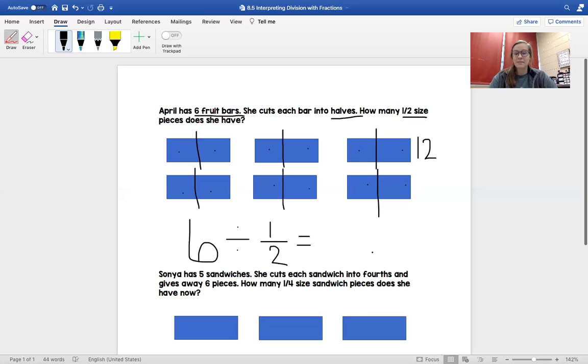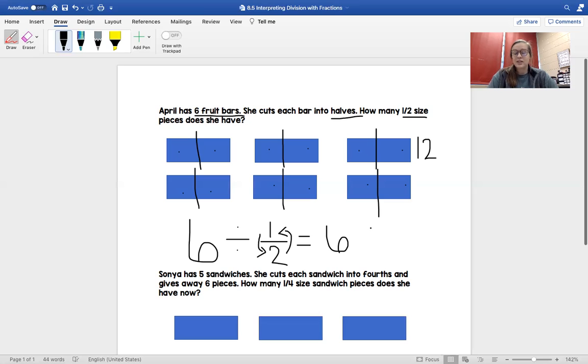So you're going to keep your 6, flip your 1/2, which is also called the reciprocal. The reciprocal is the flip part of our equation. It's when you take the denominator and put it on top and the numerator and put it on bottom. So basically, anytime we are flipping our fraction, we're just doing the reciprocal.